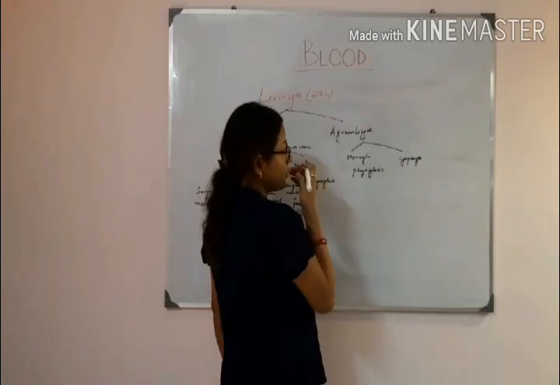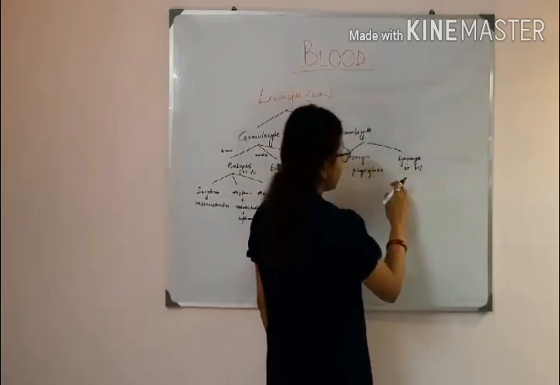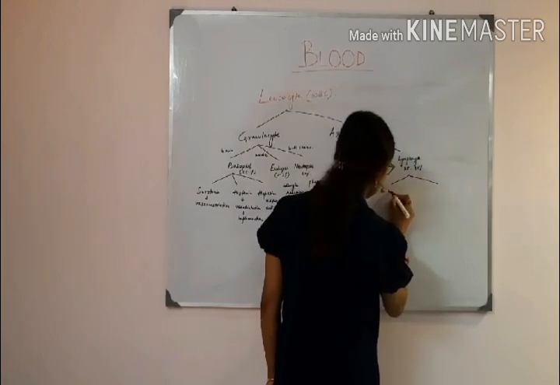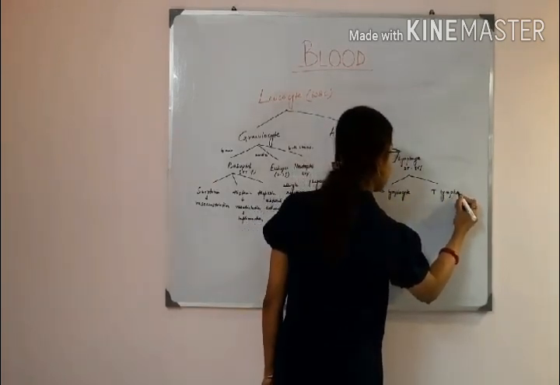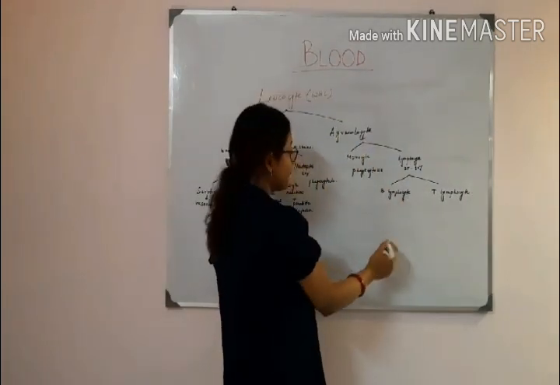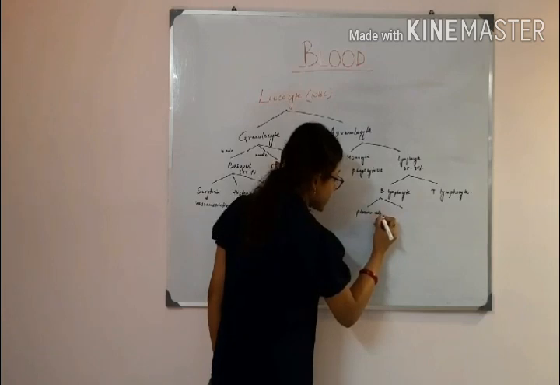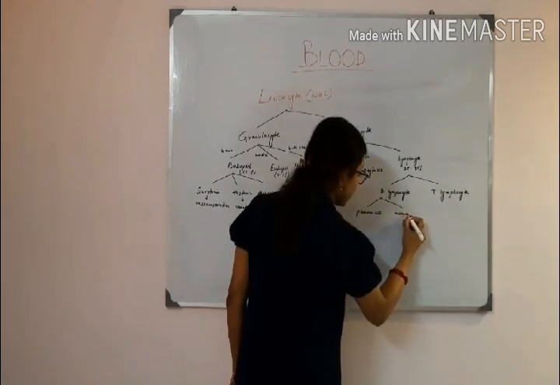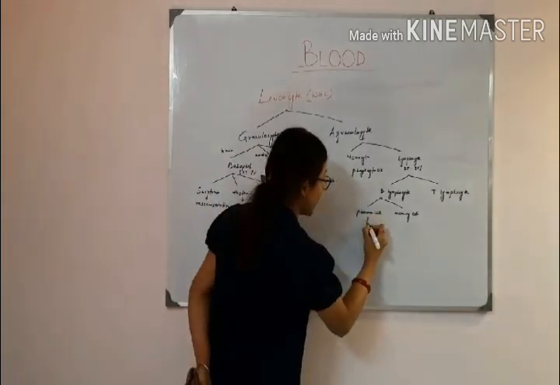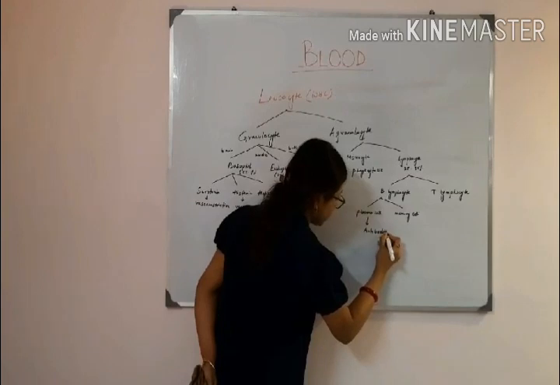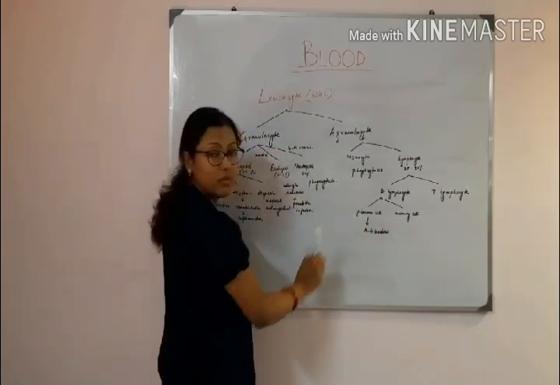Okay. Now we will come to lymphocyte, 25 to 30%. Lymphocyte is of 2 types, B lymphocyte and T lymphocyte. B lymphocyte is again divided into 2 types, plasma cell and memory cell. From this plasma cell we get antibodies.